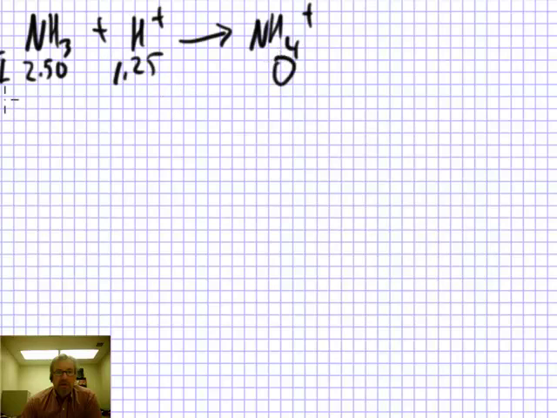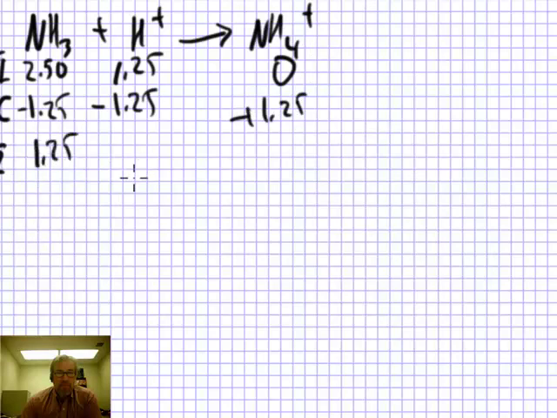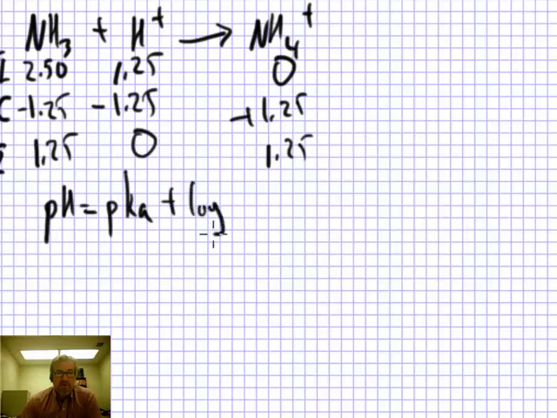What's the change? Well, we're going to lose the number of millimoles of H+ that we added, because that's the limiting reactant, so minus 1.25. We also are going to lose minus 1.25 here at NH3, and we're going to gain 1.25 millimoles of NH4+. So when this change is done taking place, we'll end up with 1.25 millimoles of ammonia, no H+, and 1.25 millimoles of NH4+. So according to the Henderson-Hasselbalch equation, for this buffer, pH is pKa plus the base 10 logarithm of concentration of weak base, so that's NH3, divided by weak acid, which is the NH4+.